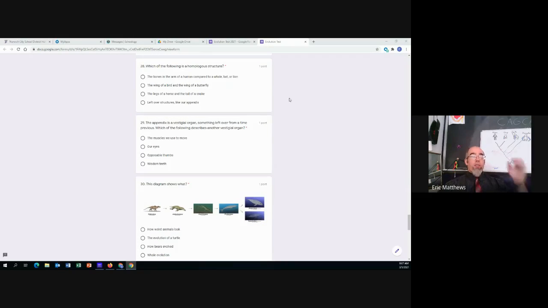28. Which of the following is a homologous structure? So, homologous structure. Which of these describes a homologous structure? The bones in the arm of the human compared to the whale, the bat, or the lion. The wing of a bird compared to the wing of the butterfly. The leg of a horse and the tail of a snake. Or leftover structures like our appendix. Which one of those is an example of a homologous structure?